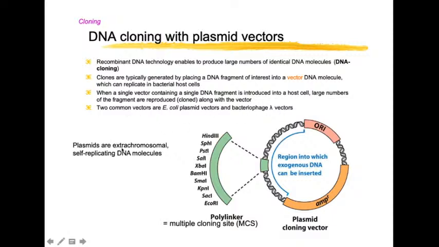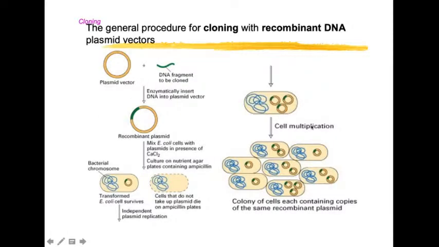So plasmids are extrachromosomal self-replicating DNA molecules. So like HindIII, SphI, PstI, SalI, XbaI. So these could be your various multiple cloning sites. And this is your plasmid cloning vector with ampicillin R as an antibiotic resistance site, and this is the origin of replication. So these three sites are quite important in your cloning vector.